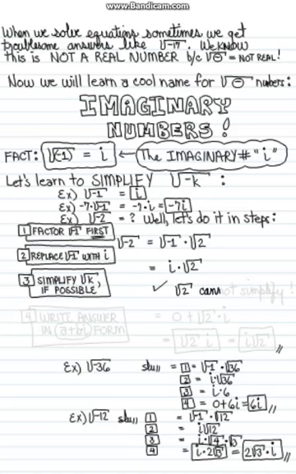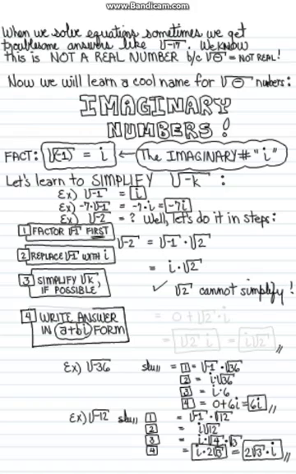Step 4 is write your answer in a plus b times i form. That's called standard complex form. And we should always write our answers in a plus bi form. Well, this one's kind of silly. It's equal to 0 plus the square root of 2 times i. That's the answer. And there's no sense in writing 0. It's just the square root of 2 times i.